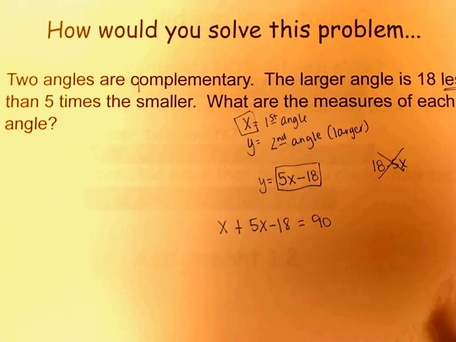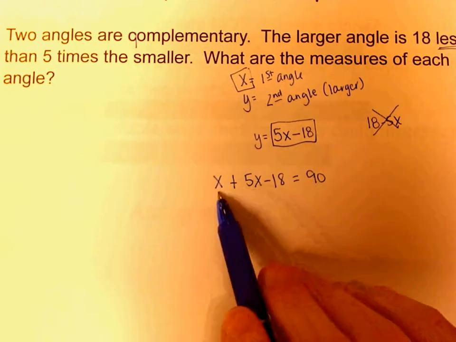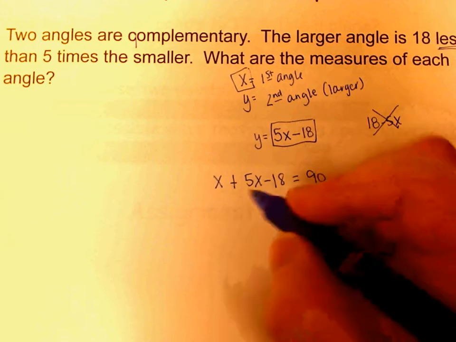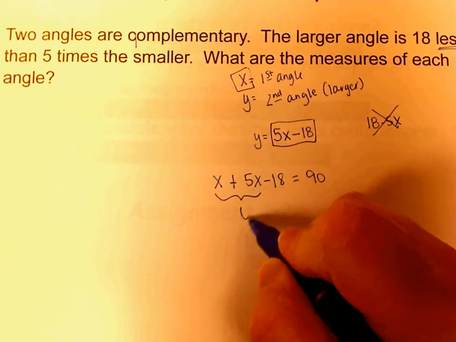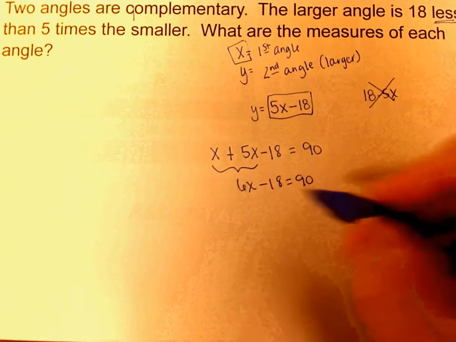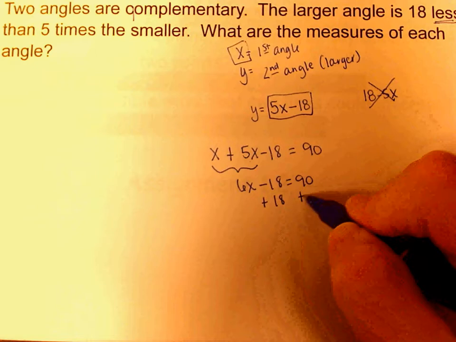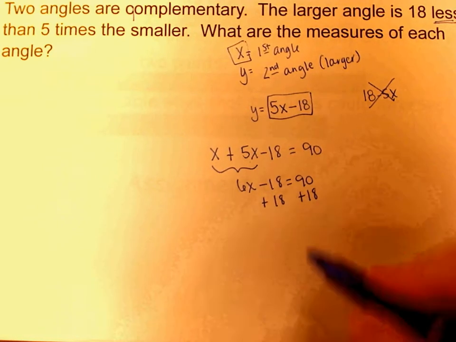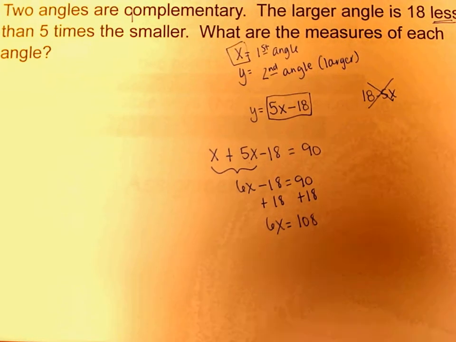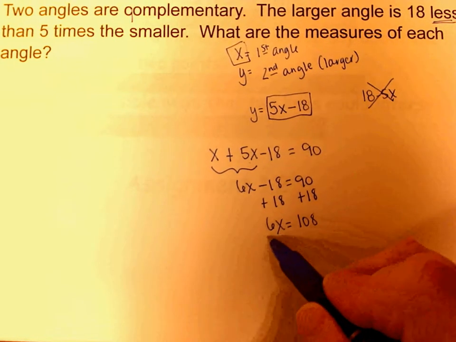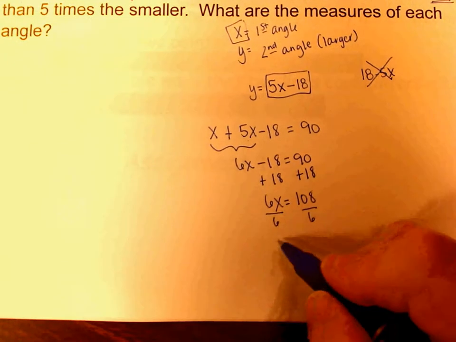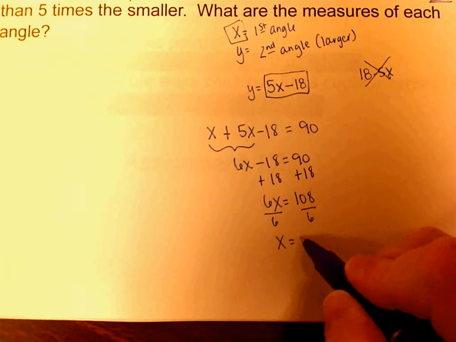So now, since it's just one variable involved, I can solve this algebraically with one equation. I can combine my like terms, 1x and 5x together make 6x. Then I can undo the subtraction of 18 by using addition, adding 18 to both sides. So I have 6x equals 108. And then I can undo the multiplication by dividing both sides by 6. So my answer for x, I get x equals 18.